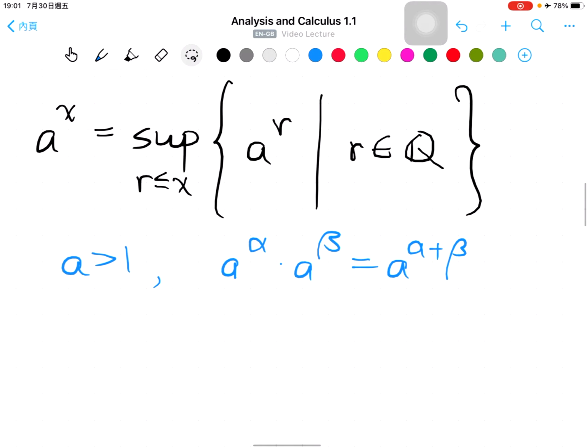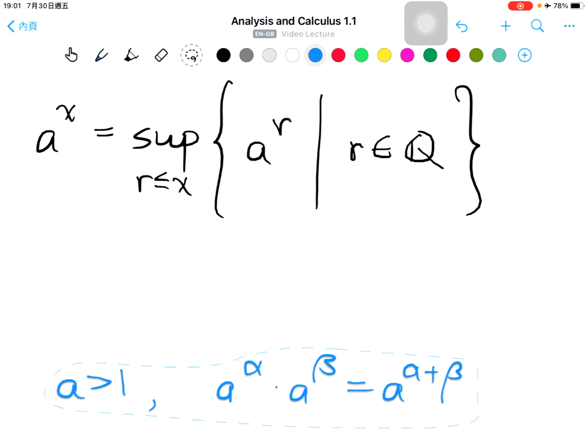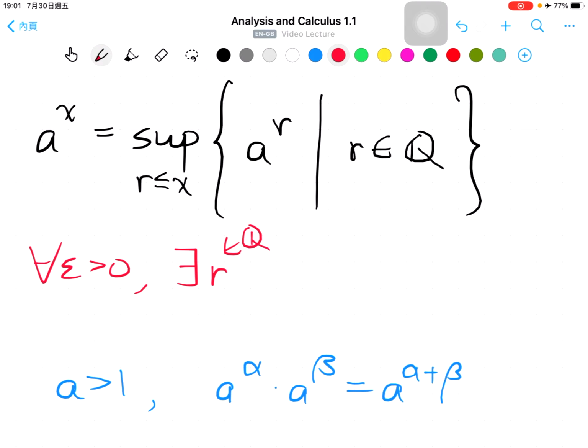It's supremum, right? So let's deal with the supremum first. Since we have supremum here, that means for all epsilon larger than 0, by definition of supremum, we know there's going to be a rational number r smaller than or equal to x. Now let's not use r because r is used above. Let's say it's q. Q smaller than or equal to x such that a to the x, it's the supremum, right? The supremum minus a little bit would not be an upper bound anymore.